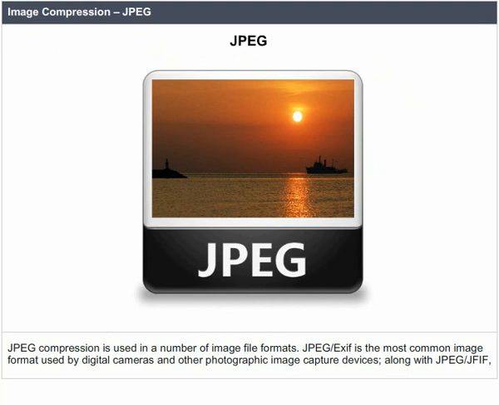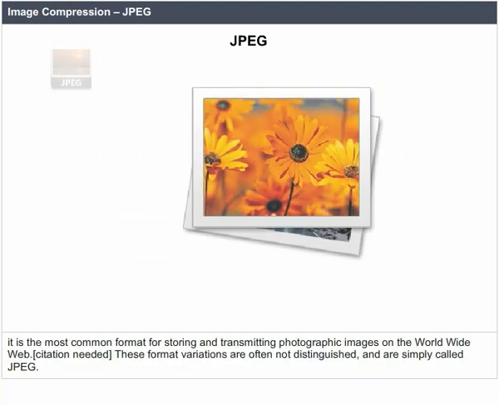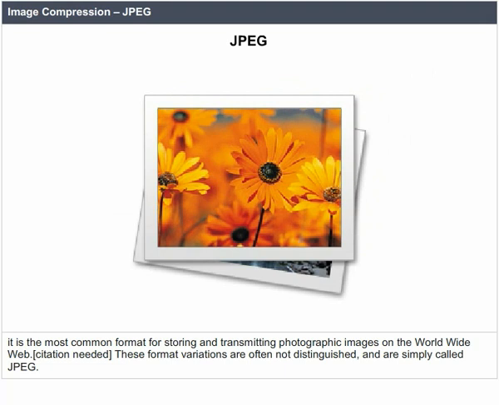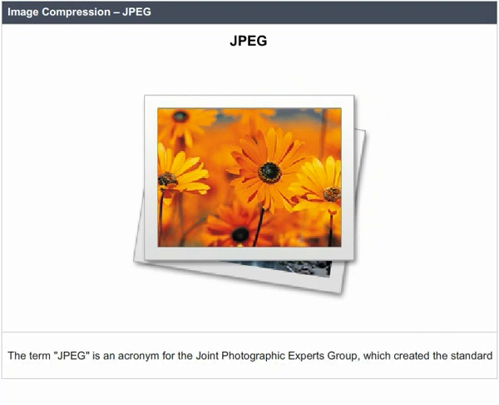JPEG Exif is the most common image format used by digital cameras and other photographic image capture devices. Along with JPEG JFIF, it is the most common format for storing and transmitting photographic images on the World Wide Web. These format variations are often not distinguished and are simply called JPEG. The term JPEG is an acronym for the Joint Photographic Experts Group, which created the standard.